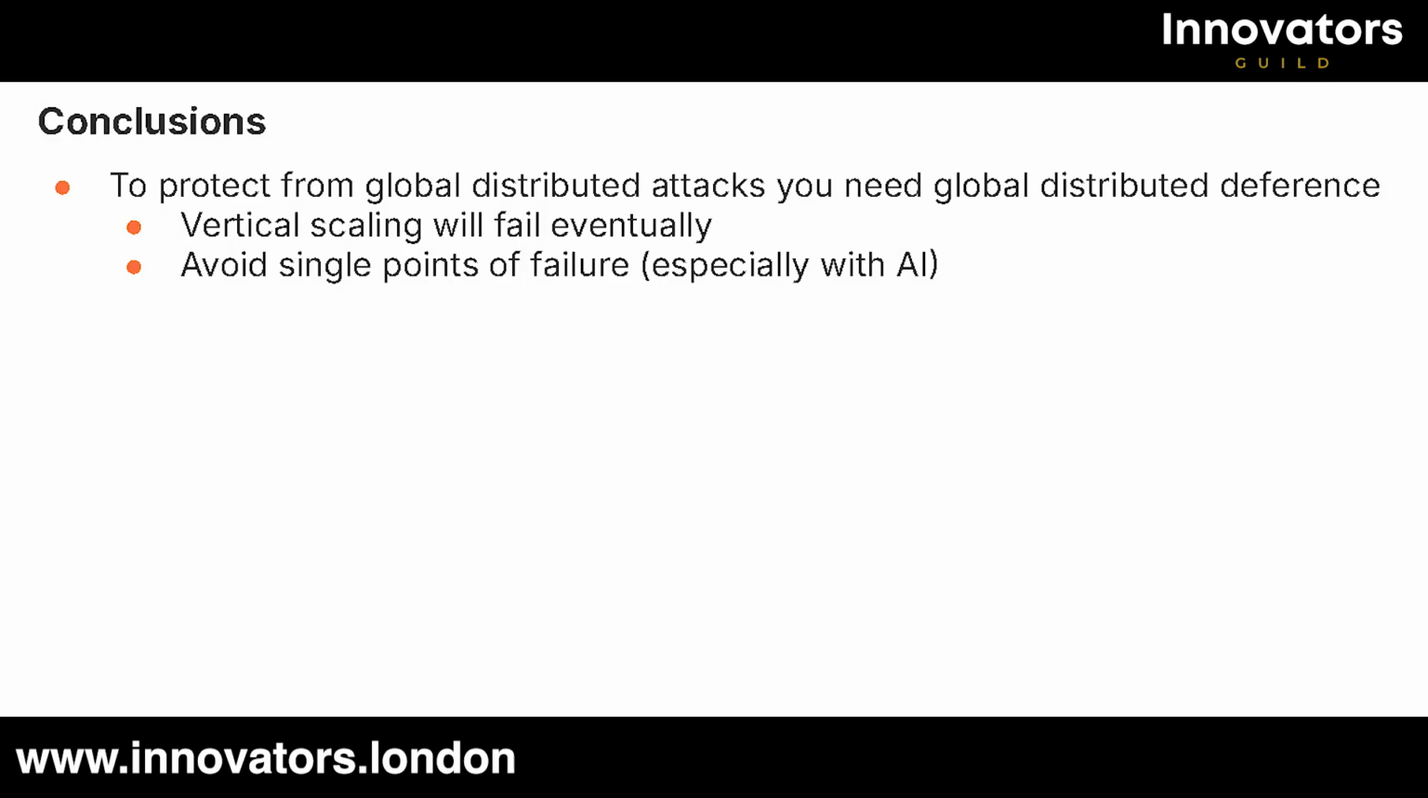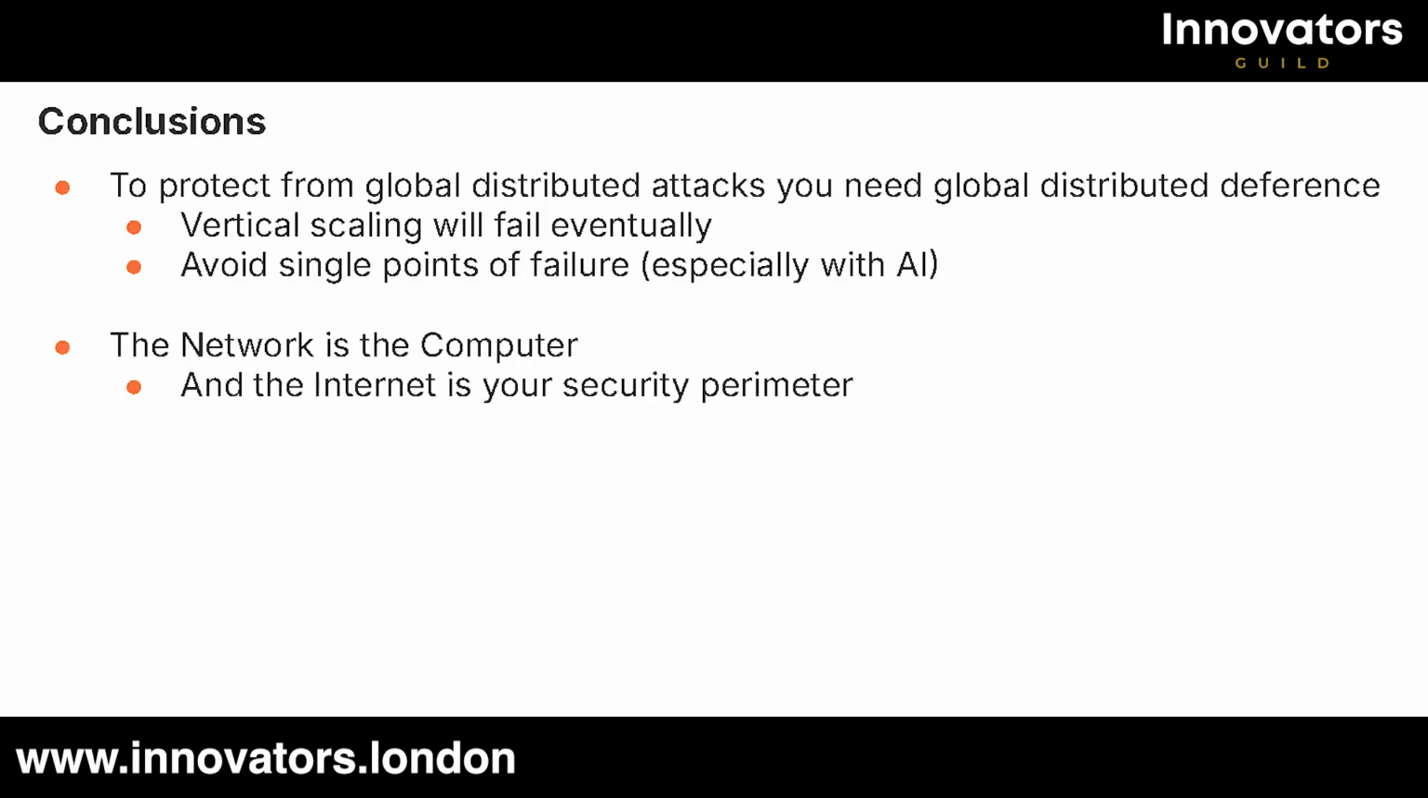Vertical scaling will always fail eventually, and avoid single points of failure within your infrastructure, especially with AI. AIs are slow, so don't put them in the hot paths of your data flows. Put them as decision makers, but don't put them in the hot path.